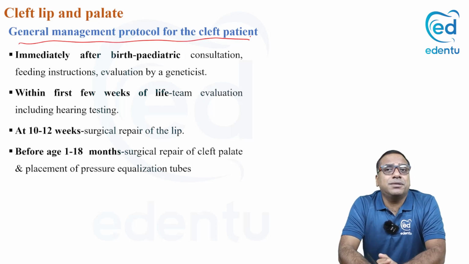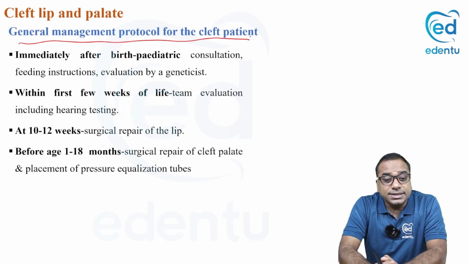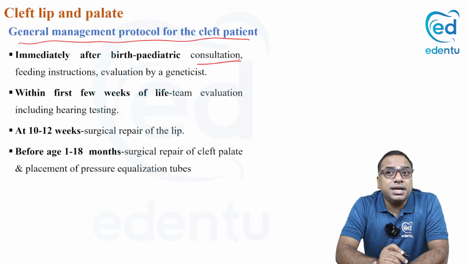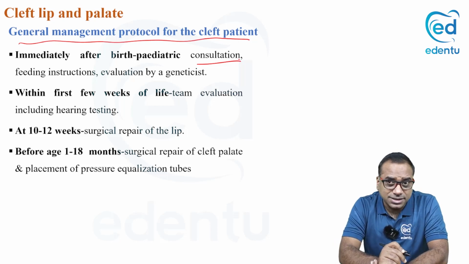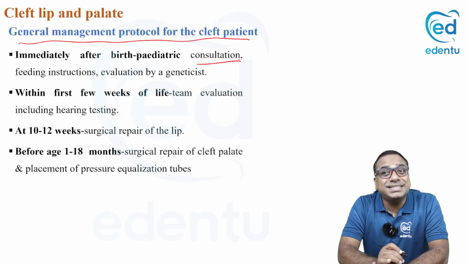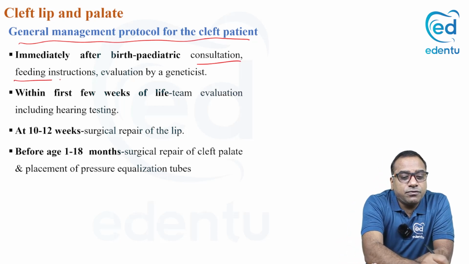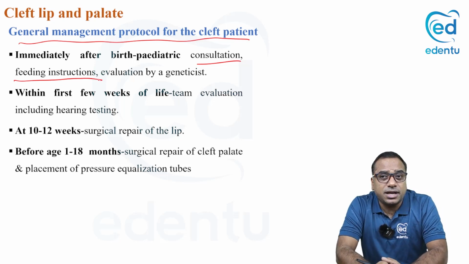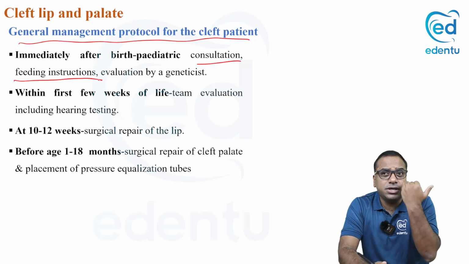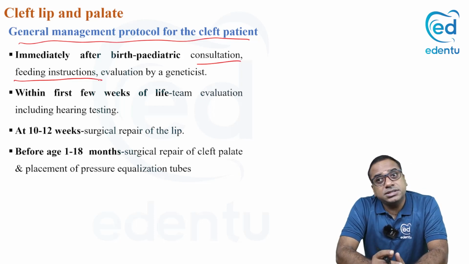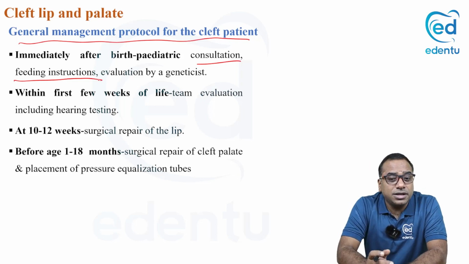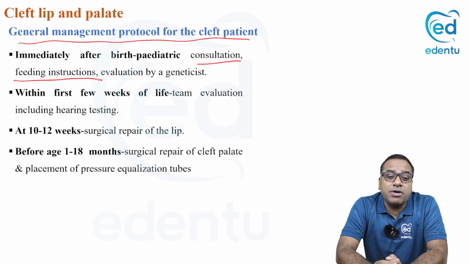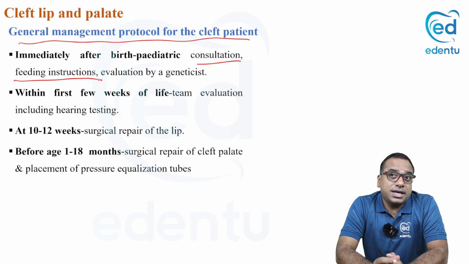First and foremost, when the baby is born with cleft lip and palate, immediately after birth there should be consultation with a multidisciplinary team. All the doctors should meet and discuss what the problem is, what its extent is, and feeding instructions, because the baby has to be fed. How to feed the baby? The lip seal is not there. So a plate, an RPD plate, has to be made. So consultation, feeding instruction and evaluation by a geneticist has to happen.